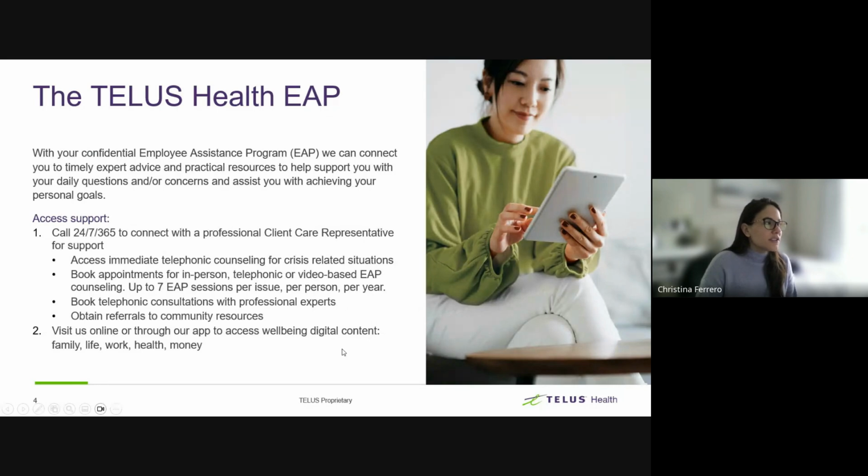And so, going into the Telus Health EAP. We are your confidential employee assistance program, so that is what EAP stands for. We connect you with timely expert advice and practical resources, as I mentioned, to support you with your daily questions or concerns and assist you with achieving your personal goals, whatever that might look like, because everyone is very different.